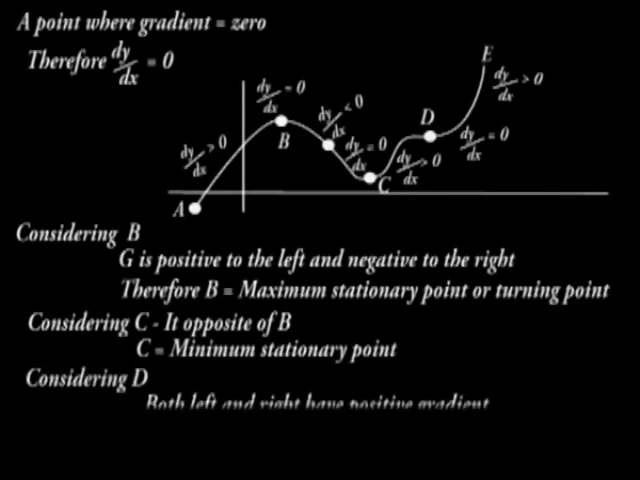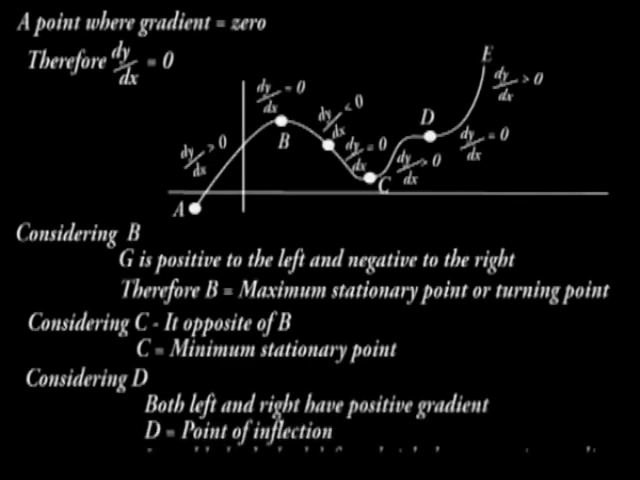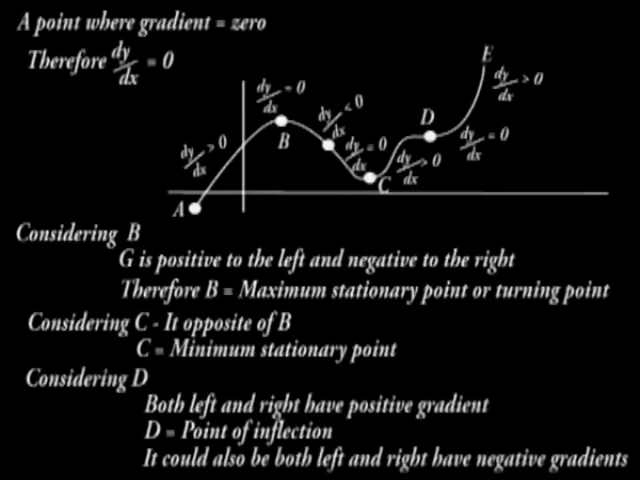For D, both the left and the right have positive gradients. D is a point of inflection. It could also be that both left and right have negative gradients.